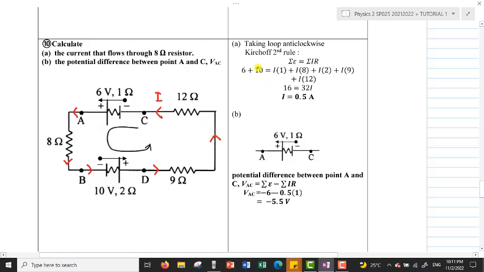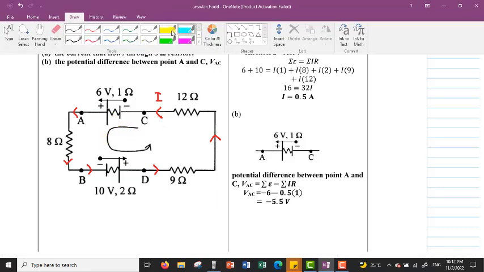anti-clockwise. So we are going to apply Kirchhoff's second rule. Summation EMF equals summation IR. So we draw the direction of the EMF of the 6 volt battery. This is the direction of EMF for 6 volt, and this is the direction of EMF for 10 volt. And these two batteries have internal resistance. 6 volt has an internal resistance of 1 ohm, 10 volt has an internal resistance of 2 ohm. So compare the direction of EMF with the direction we travel in the loop. I highlight this is the direction we travel in the loop.